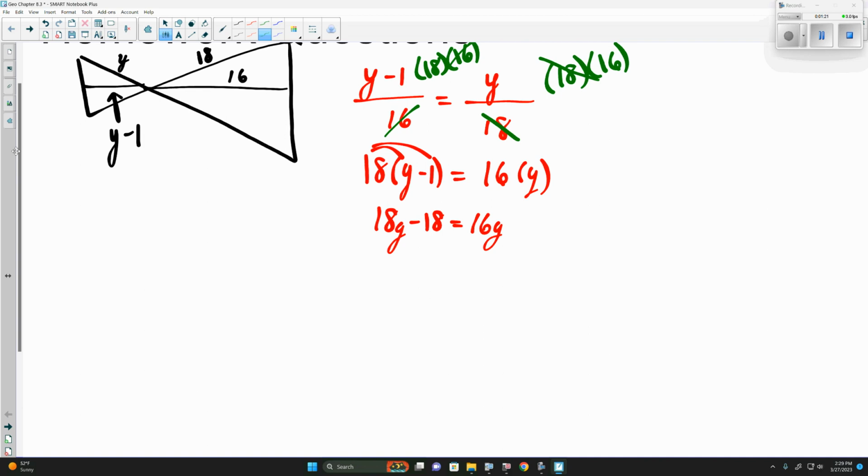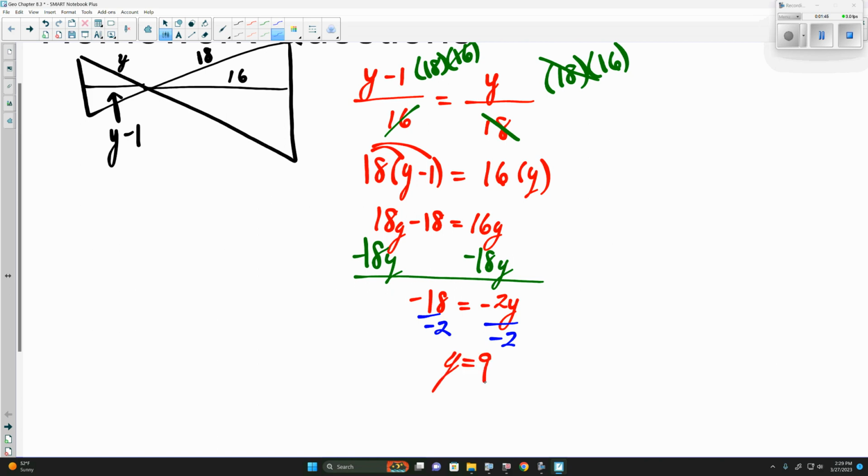Now at this point here, we do need to get y by itself. So we can subtract 18y from both sides, telling us that negative 18 is equal to negative 2y. And then last but not least, we can divide both sides by negative 2, telling us y is 9. So y would be 9, and this here would be 8. But I think they were just asking for the value of y.